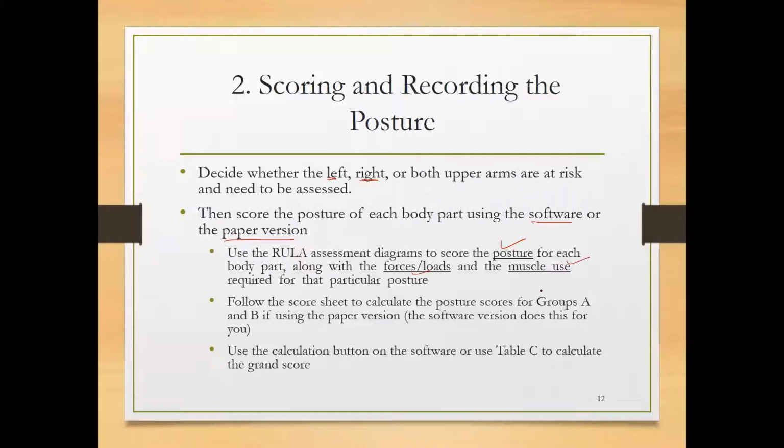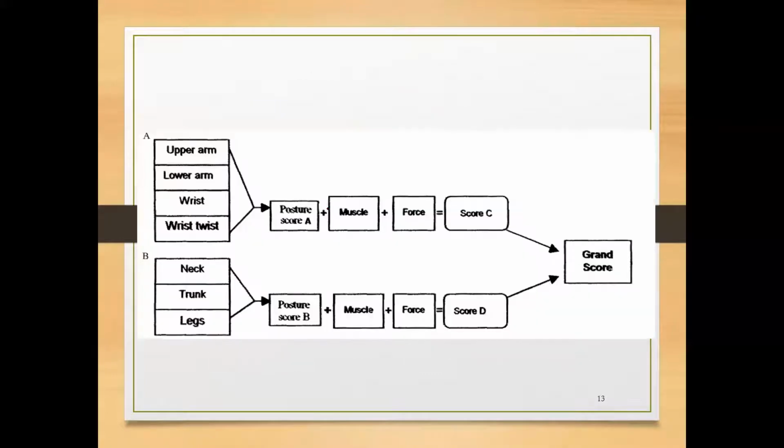We further classify the body parts into two categories, group A and B, and score them separately. In group A, we have upper arm, lower arm, and wrist, and the wrist further has two scores, wrist bending and wrist twist. I forgot to mention legs when we discussed the body parts that are the focus of RULA. So legs are also included. In group B, we have neck, trunk, and legs.